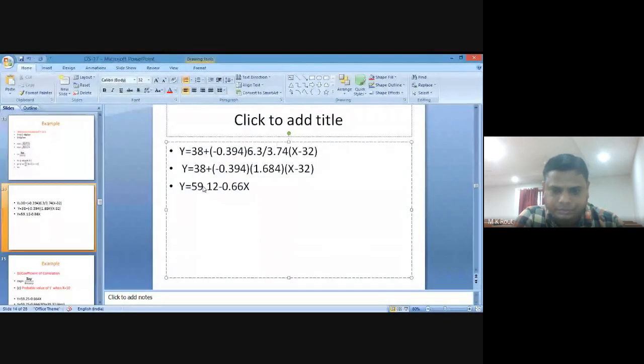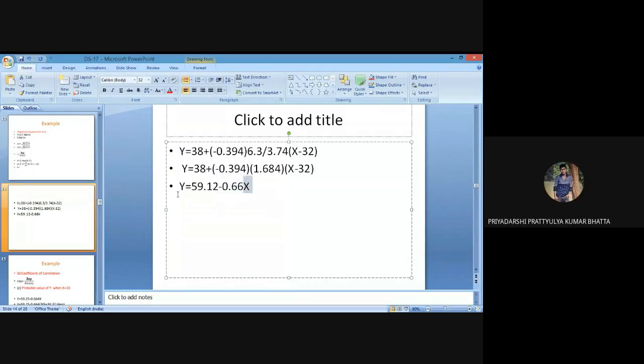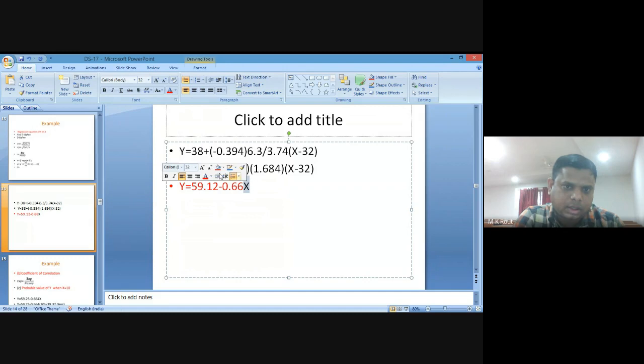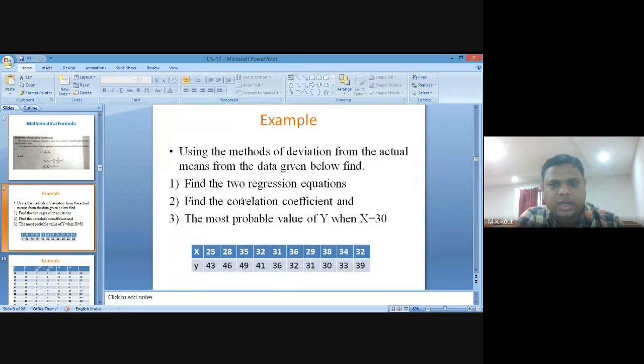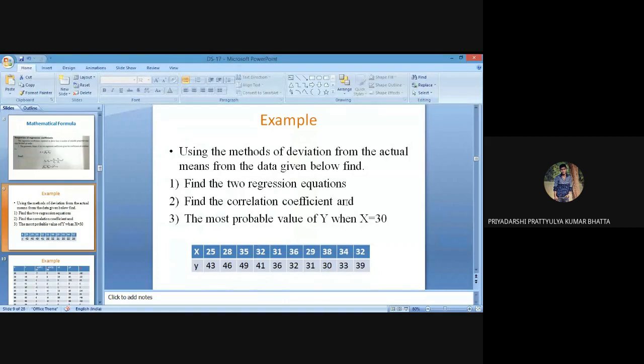Is it clear? Yes or no? Yes, sir. Then go to the second question. I will show the two questions. Find the correlation coefficient, that is r. So what is the value of r? We have calculated it already. That is minus 0.394. Is it clear?